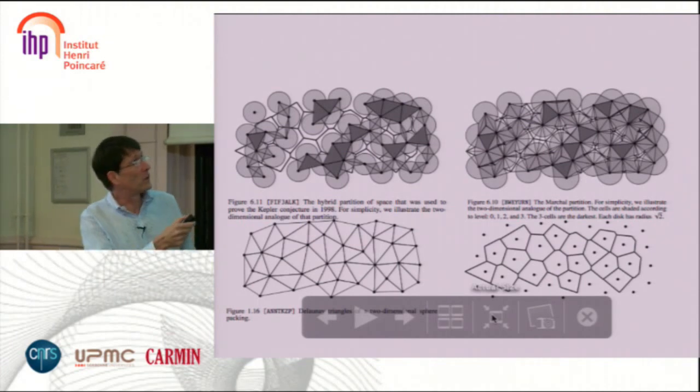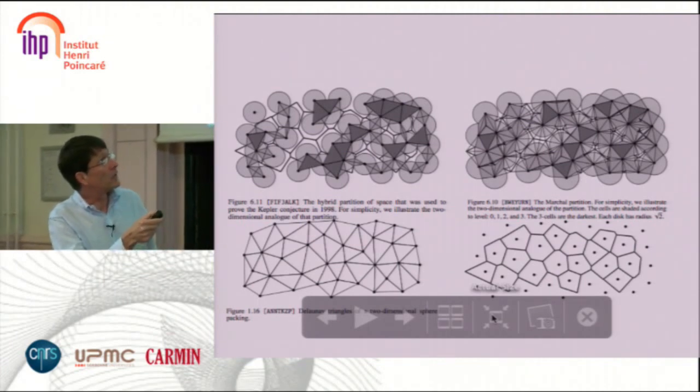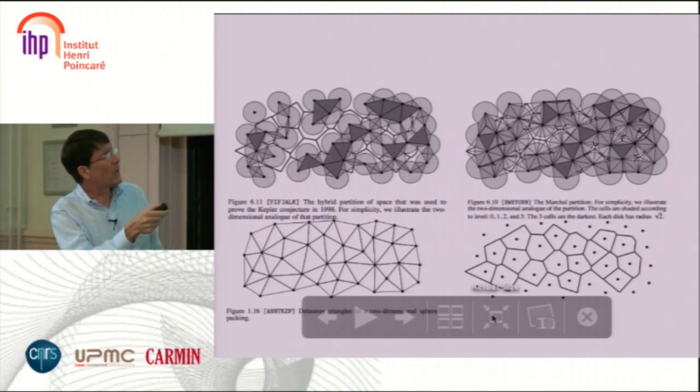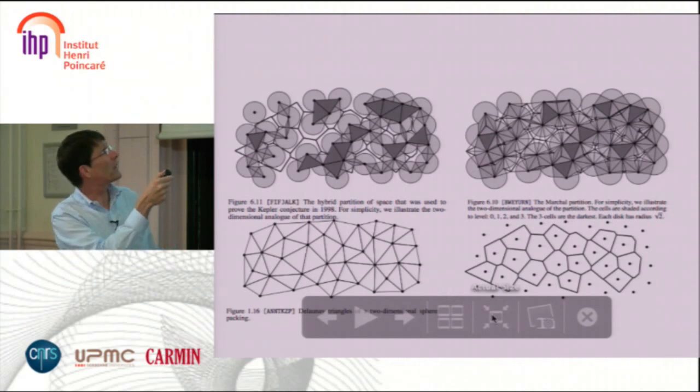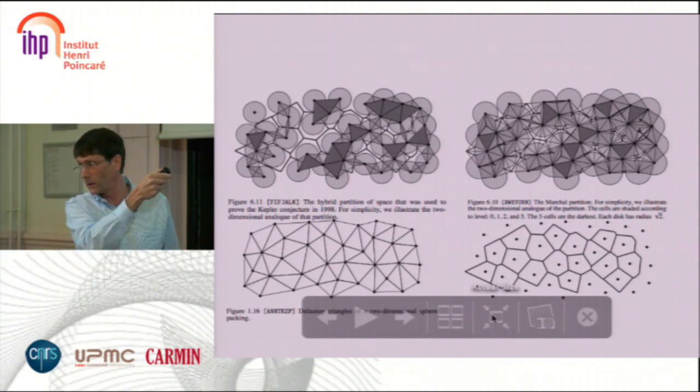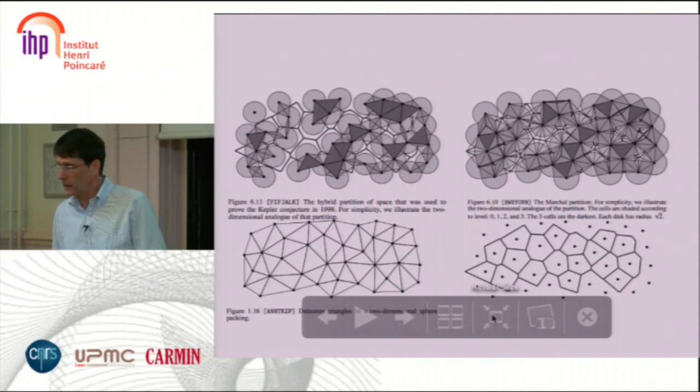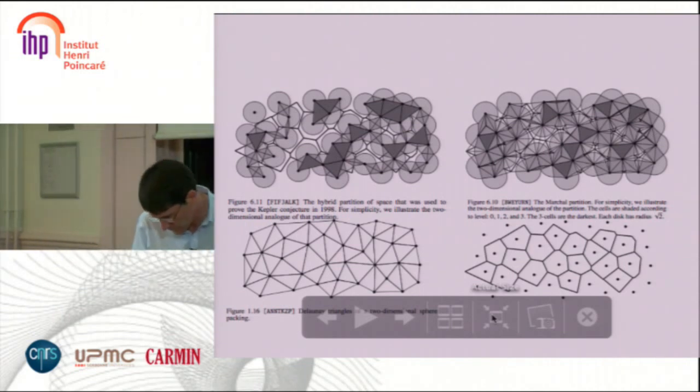And in the revised version, Marshall published a paper in 2011 that gave a revised decomposition of space that looks fairly similar to what got used in the original 1998 proof. But in terms of the rules describing the decomposition, it's much, much simpler than what we used originally. And so we switched over to this other decomposition of space in the revised proof.